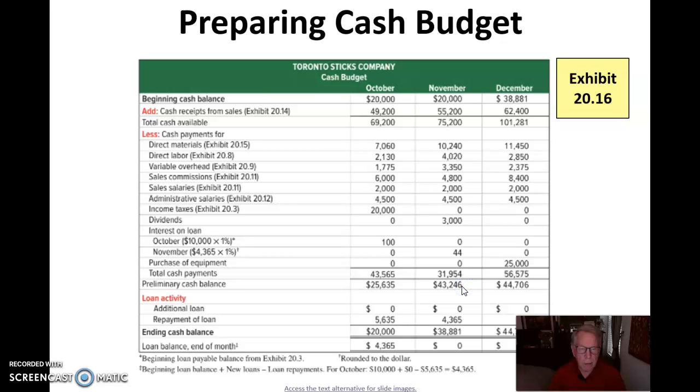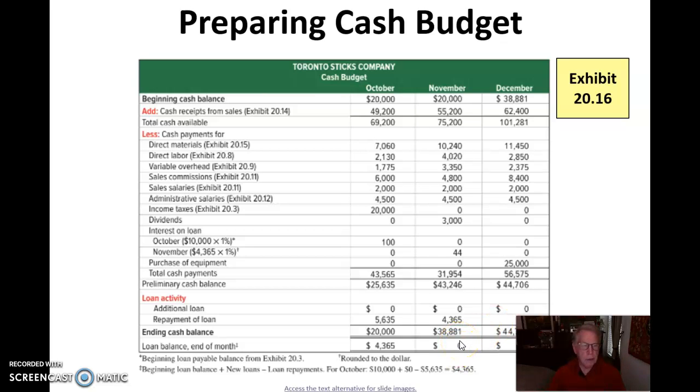So our preliminary cash balance is nice now. We've got $43,246. We've got plenty of room now to repay the entire loan balance of $4365. And that leaves us an ending cash balance of $38,881 with no loan balance at the end of the month. And that ending cash balance for November rolls up to beginning cash balance for December. And we roll through the same process. Not to forget the $25,000 here for the purchase of that in the capital expenditures budget.